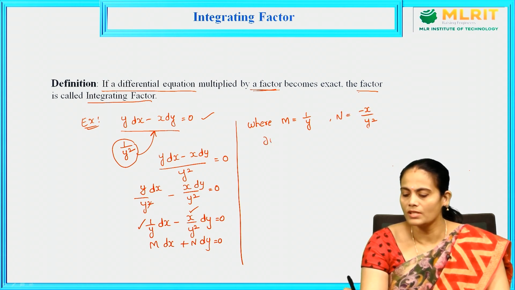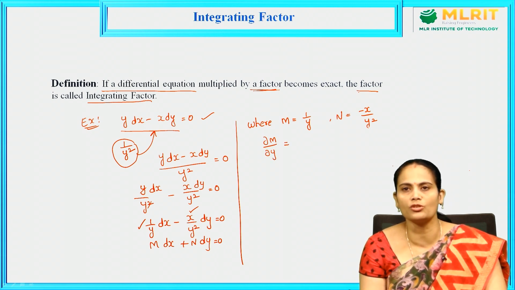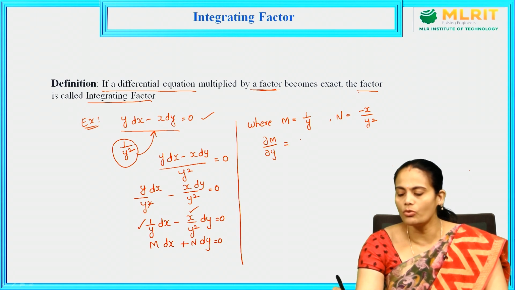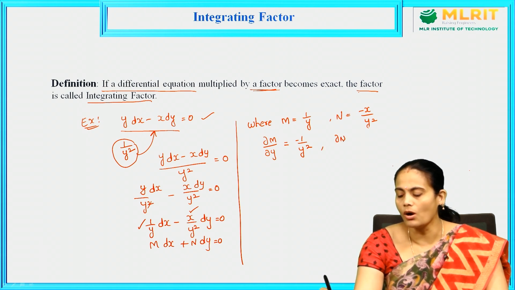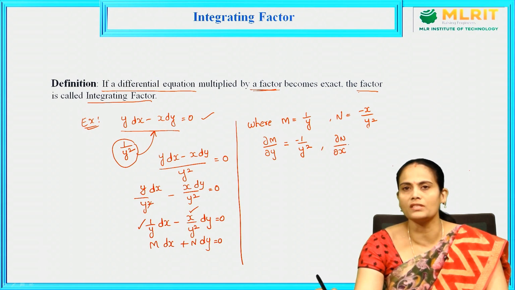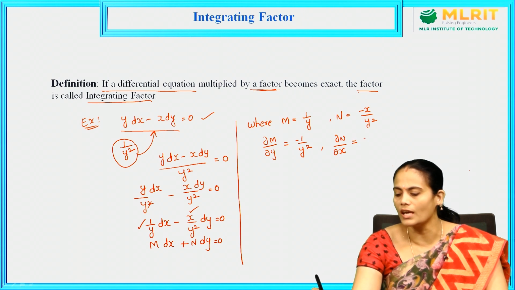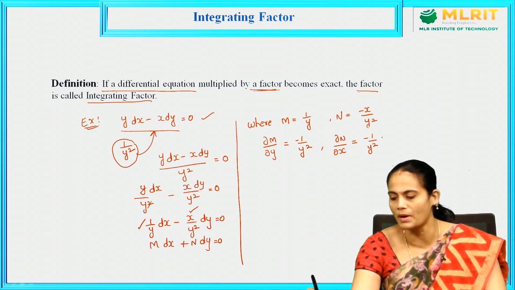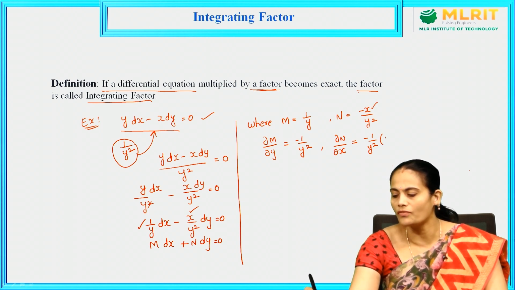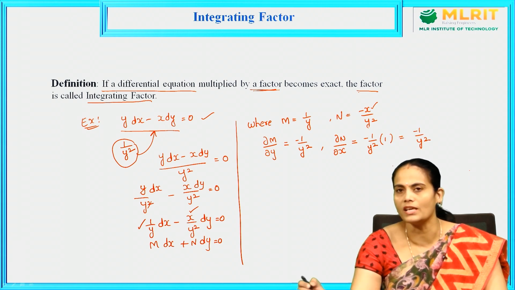So now see the derivative values. On M with respect to y, differentiation partially: the derivative of 1 by y square is minus 1 by y square. And on N with respect to x, differentiation partially, here minus 1 by y square is a constant since we are doing differentiation partially with respect to x. Now the derivative of x is 1.